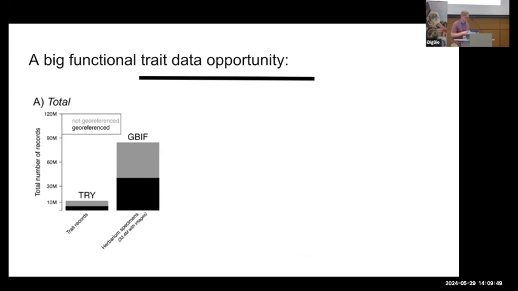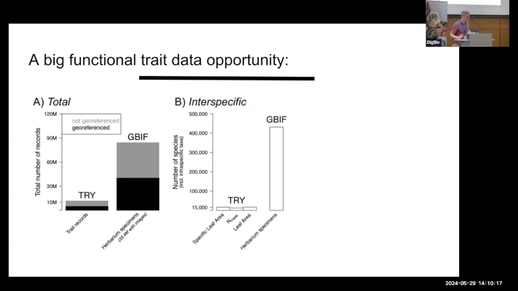So as of 2 years ago, the number of herbarium specimens with images on GBIF was pushing 35 million specimens with images. Here also showing those that are georeferenced and non-georeferenced, just as a reference point. And you can see that GBIF has, just in total number of records, many, many more than the TRY trait database. So we have an opportunity here.